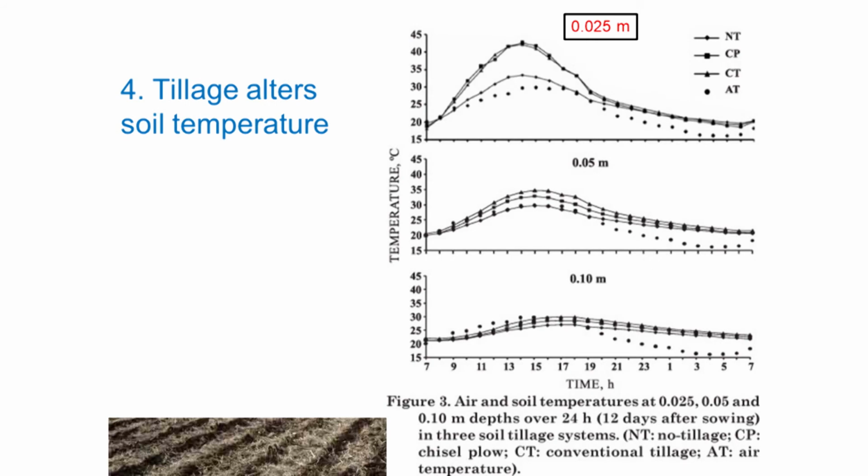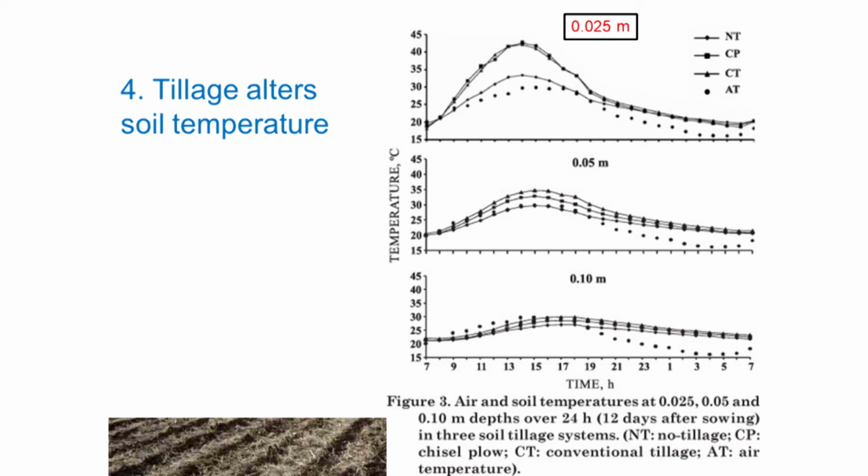Tillage also alters soil temperature, unsurprisingly. But the impact that tillage has on soil temperature depends on where you are in the soil profile. So here we have temperature across no-till, chisel plow, conventional tillage. There's also air temperature at three different depths. You have 0.025 meters, which is 1 inch, 0.05 meters, which is 2 inches, and then 0.1 meters, which is 10 centimeters, or about 3 inches.